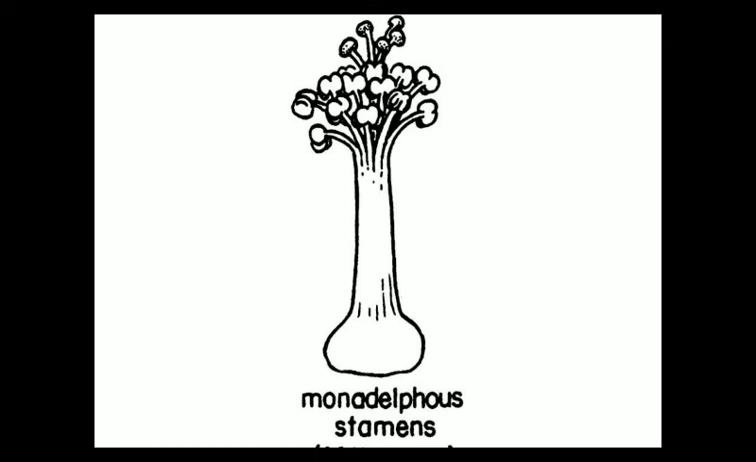Suppose, for example, there are 10 stamens present in a flower. The filament part of all 10 stamens will fuse together and form one single bundle, but the anther part of all 10 stamens will remain free. Such a condition is known as monoadelphous condition.